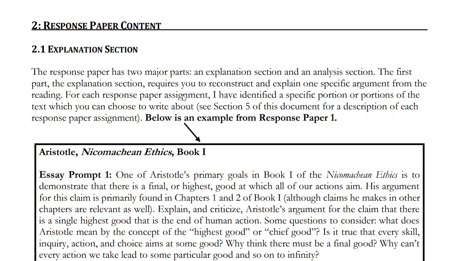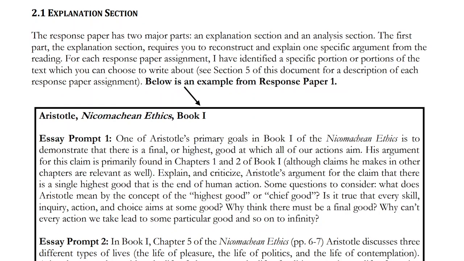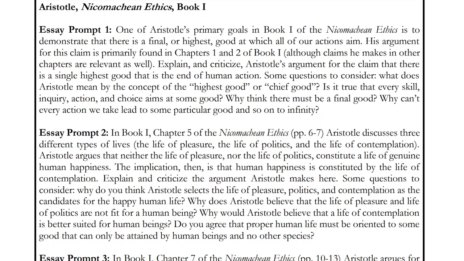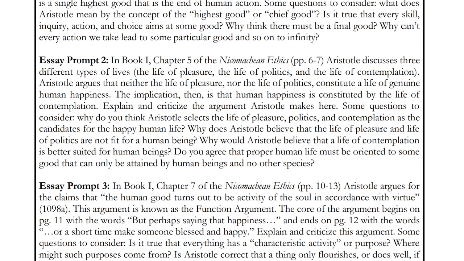That's where you're criticizing the argument you're writing about, or giving a philosophical evaluation of it. Now, to see more clearly what you need to do, let's take an example of the prompts for one specific response paper. The one I have listed here is the prompts for response paper 1. So if you went to section 5 of this document and clicked on response paper 1, these are the exact prompts you would see. And you'll see here that there are 3 prompts.